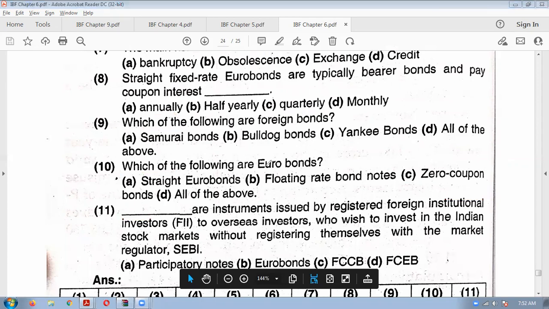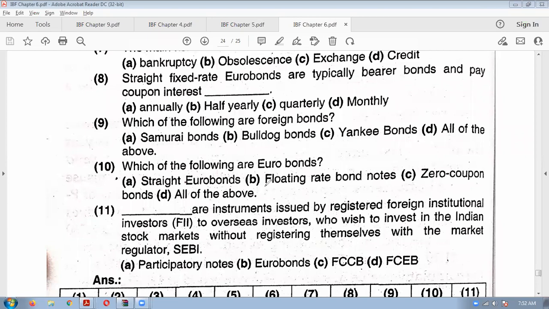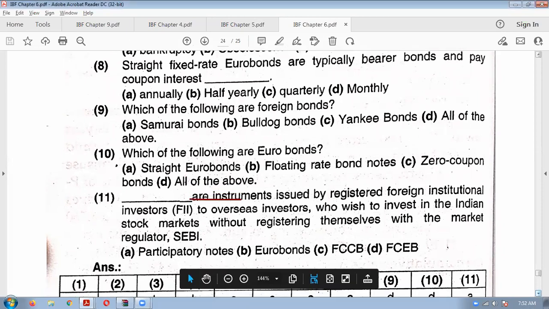Which of the following are euro bonds? Straight euro bond, floating rate bond, zero coupon bonds. All are euro bonds, as we have seen.